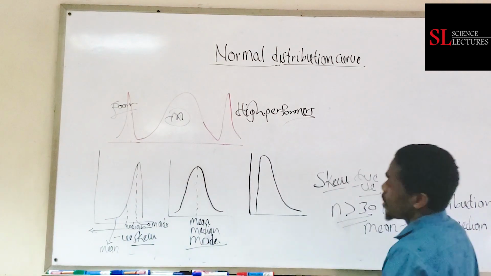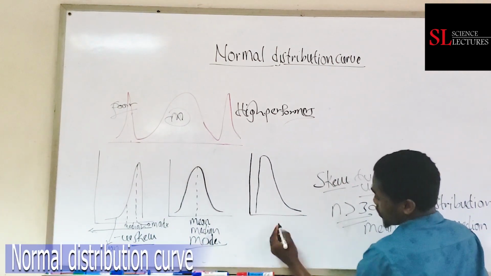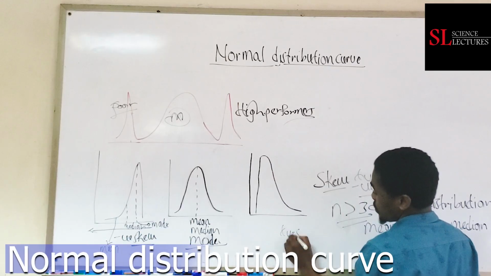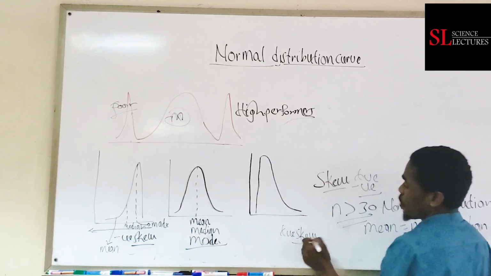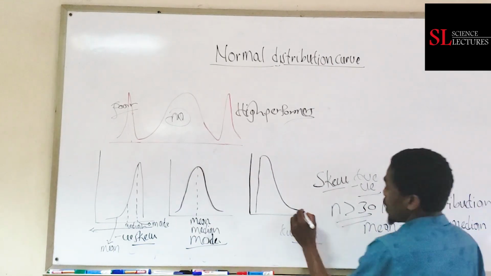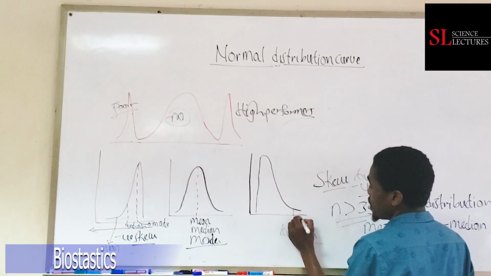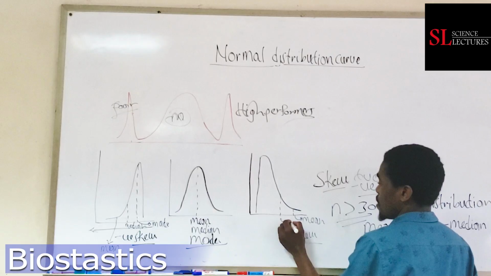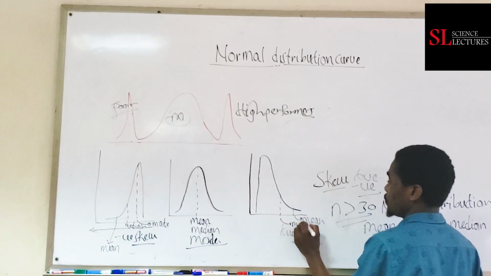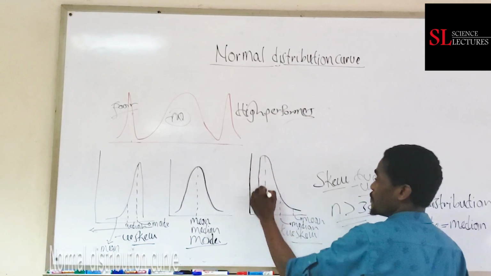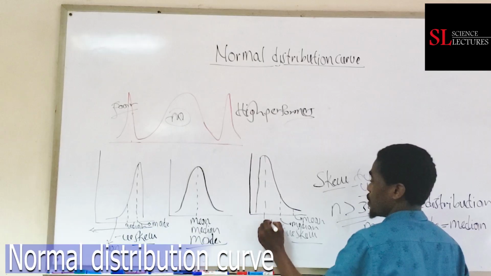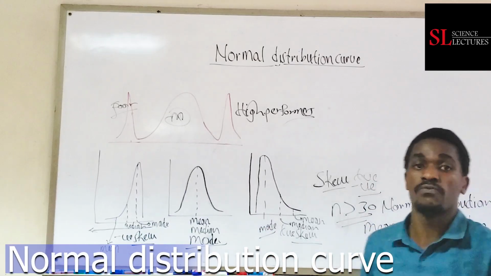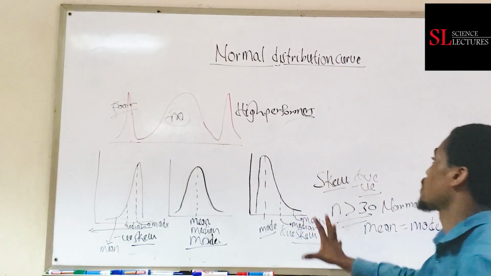But in a positive skew, we have the tail towards the positive end, and this will be our mean, and this will be our median, and finally we'll have the mode here. So that is the concept of skewness, just in case you're asked about skew.